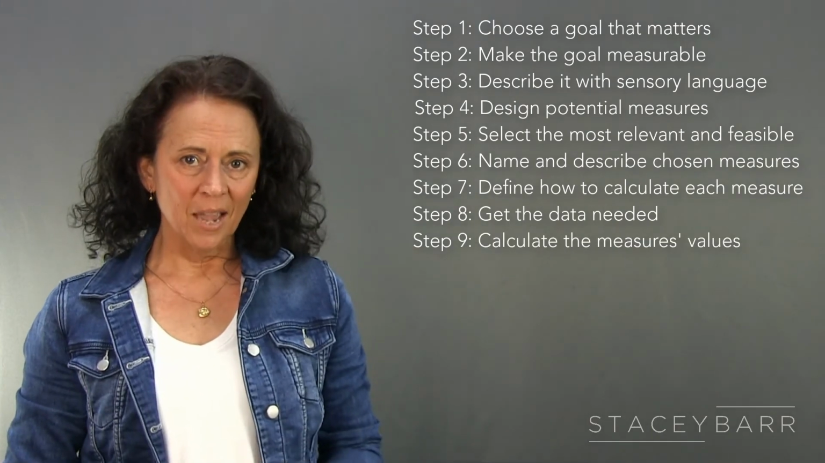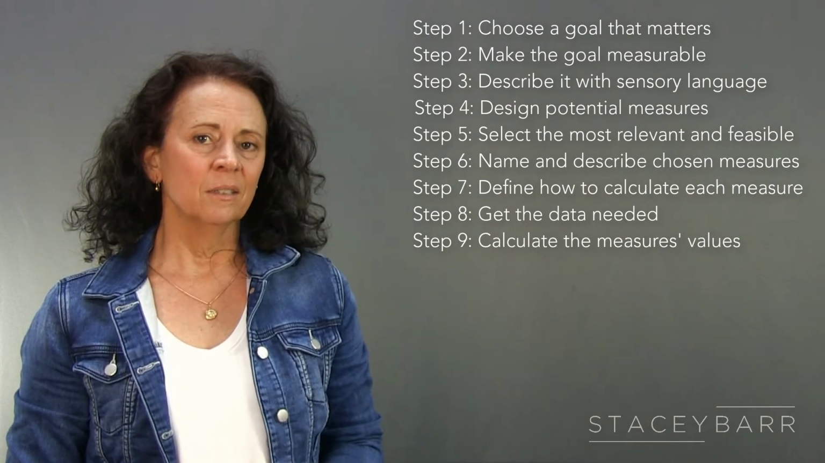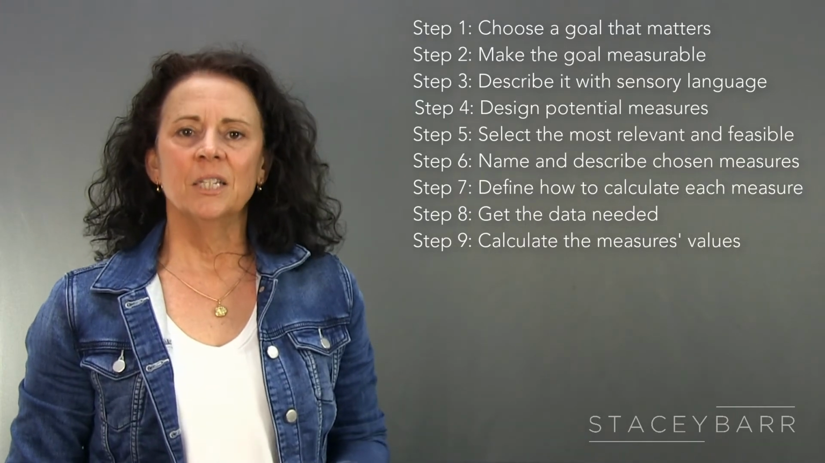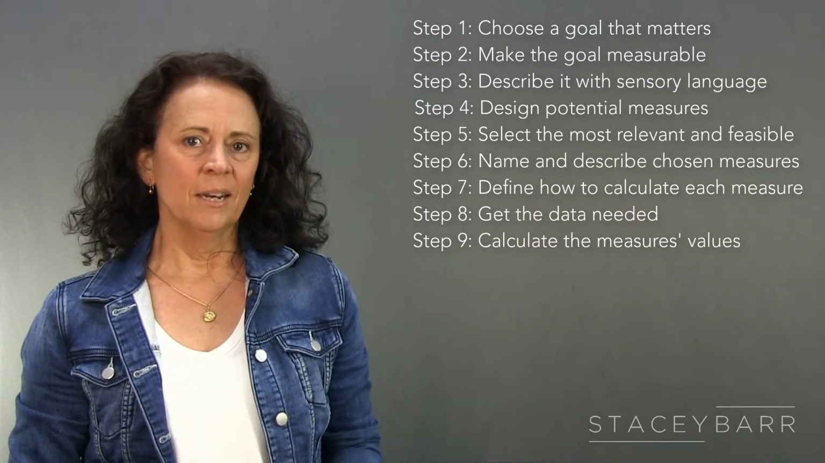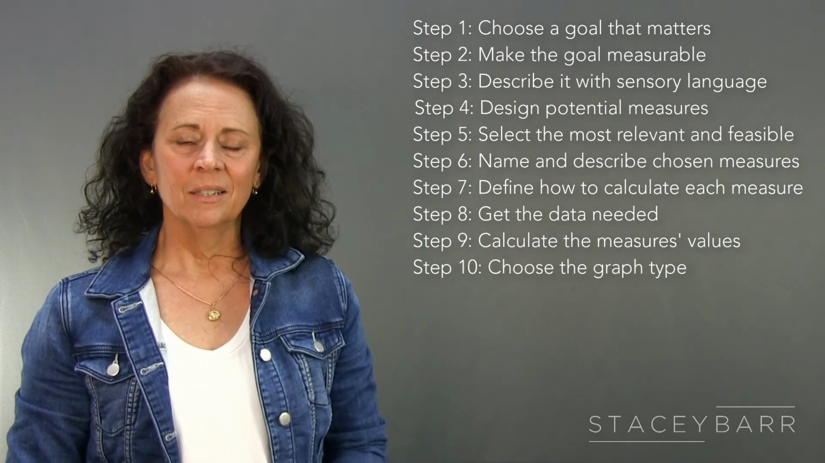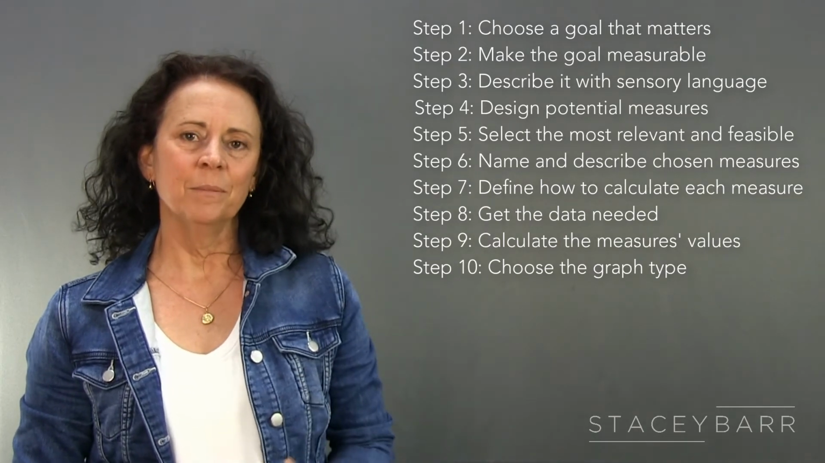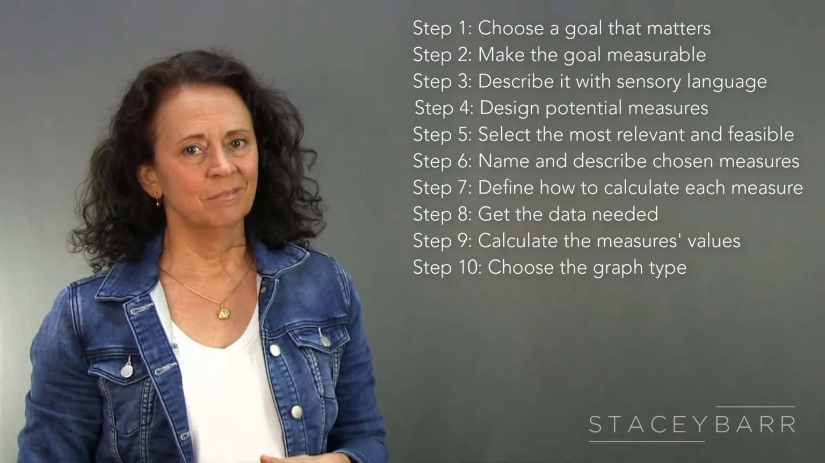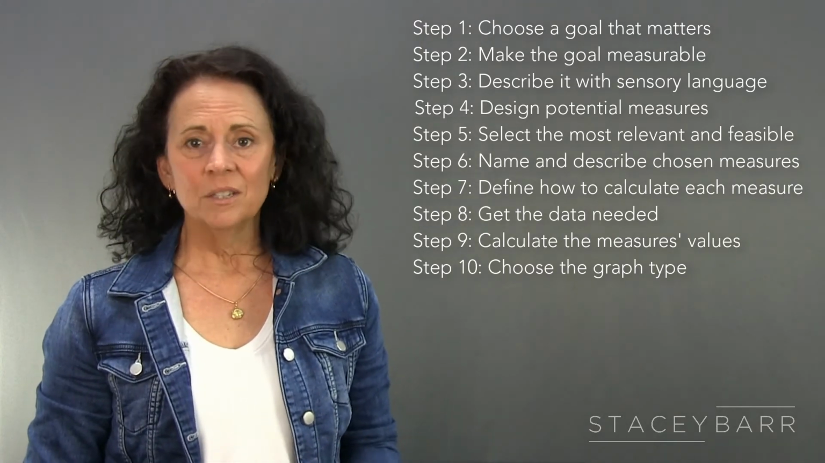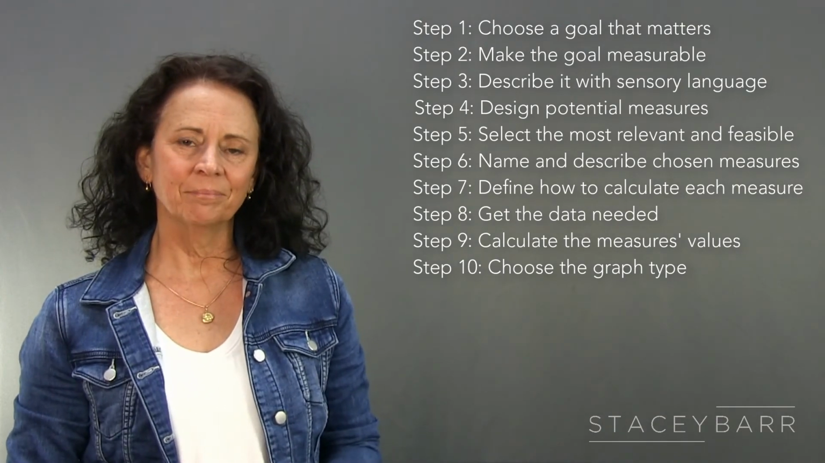Step 9 is to calculate your measure's values. Once you have your data organized, you can calculate those averages or percentages or totals and spend about 10 minutes to set up the calculated values in a spreadsheet. Then step 10 is to choose the presentation method that best highlights your measure's message. My suggestion is to spend some time to learn XMR charts, but you really need only 10 minutes to set up a simple line chart in your spreadsheet.